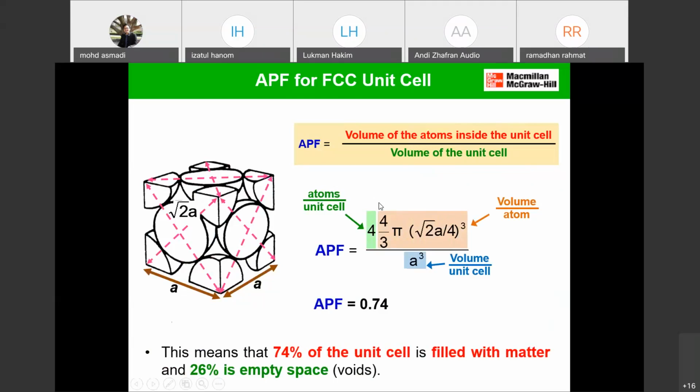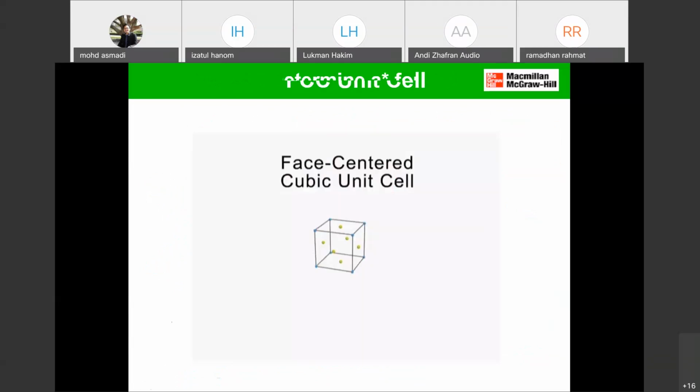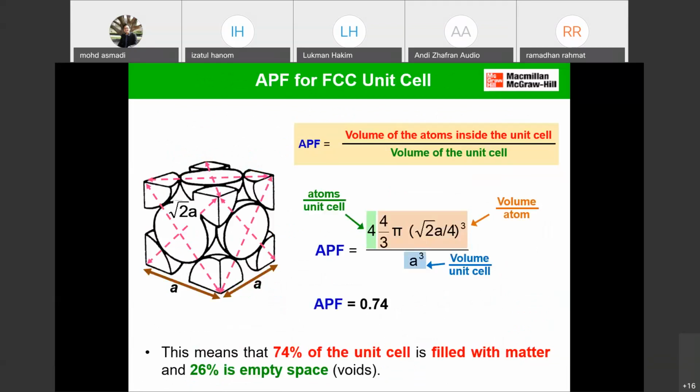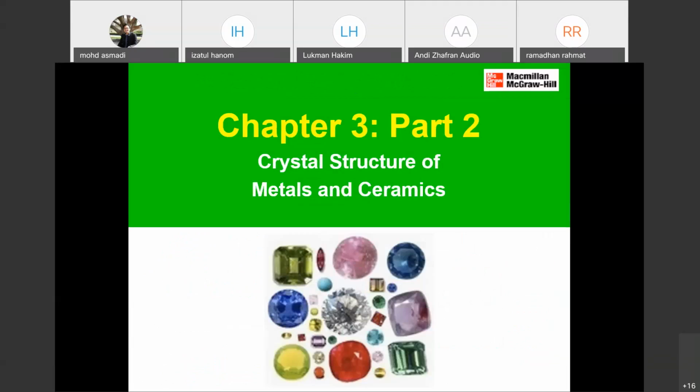For the other crystal structures, like SC, you have to refer to the SC. So that is how to calculate the atomic packing factor, like the coordination number and the lattice constant for each crystal structure: simple cubic, body centered cubic, as well as face centered cubic. You have to know that part.